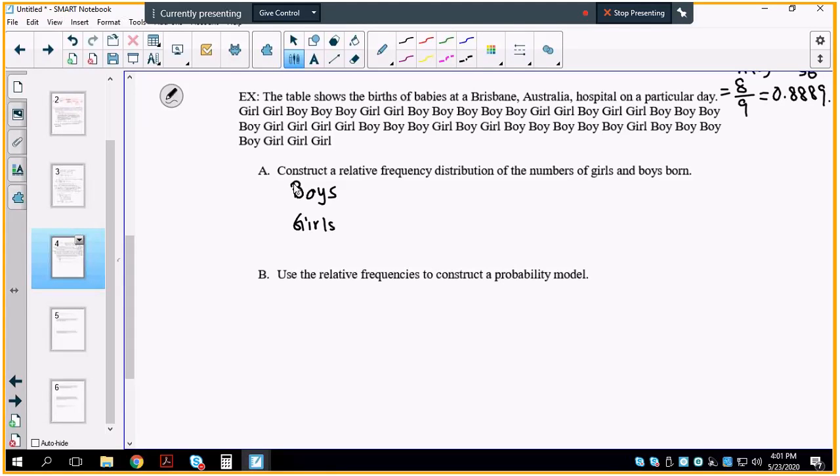And the way I'm going to answer this question is first finding the frequency and then finding the relative frequency. So say frequency and relative frequency.